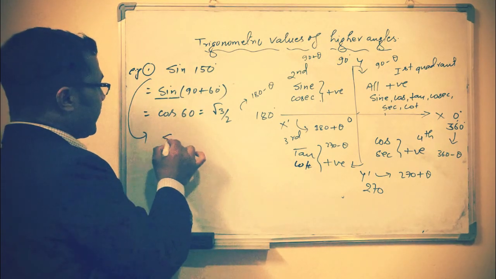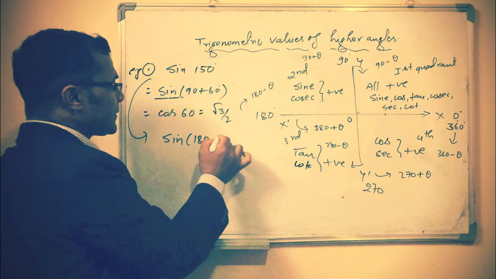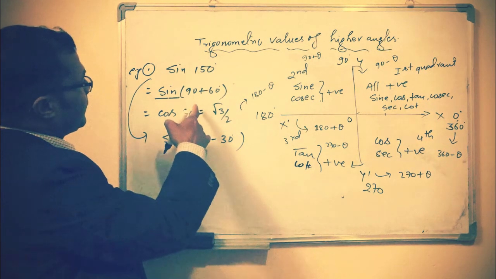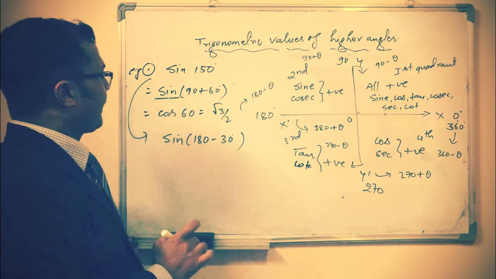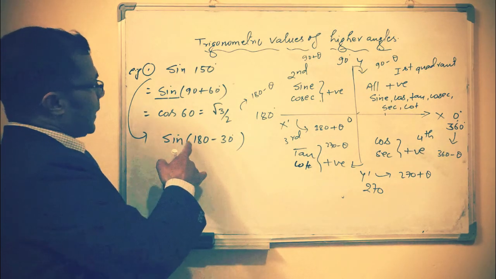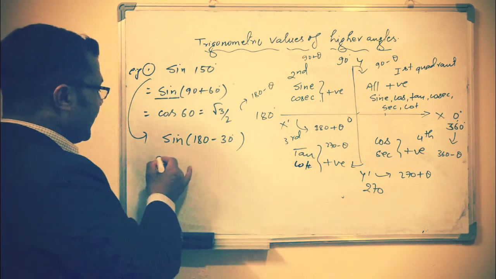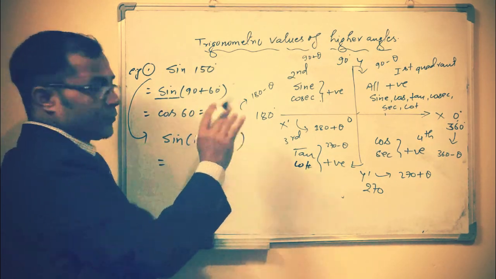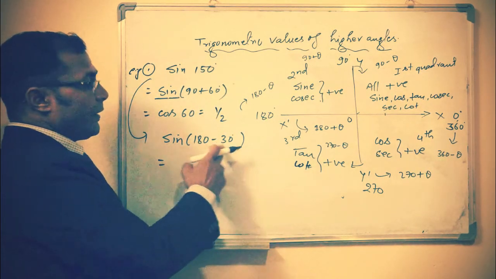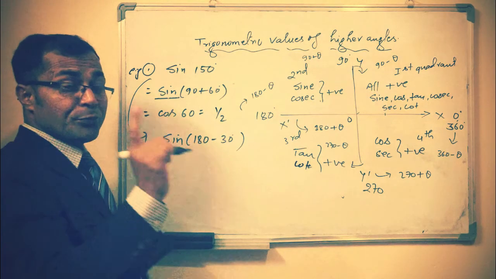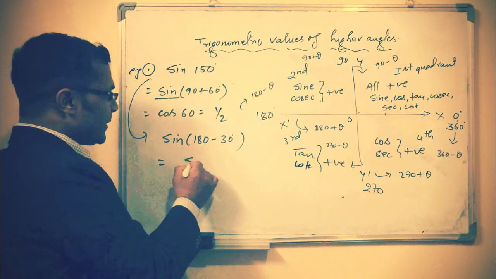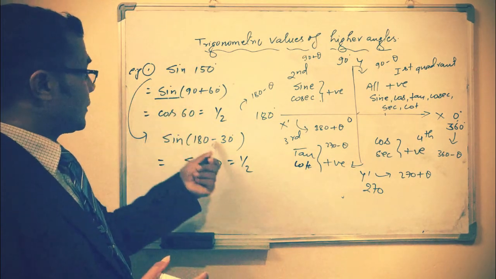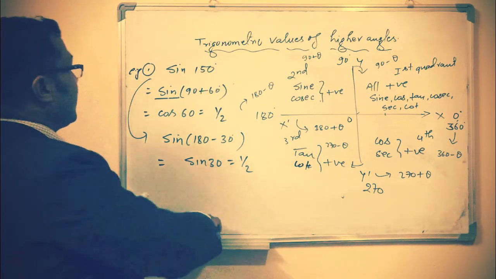See, there is another option also. You may also do it like this. Sine of 180 minus 30, which is the same as 90 plus 60. And sine of 180 minus 30. Sorry, this value is 1 by 2. In 180, the ratio will not change. I mentioned earlier the ratio will not change. It remains sine 30. And that is simply 1 by 2. So you can do it either way, either this or this. It's very simple. Okay. Now I'll show you another example.